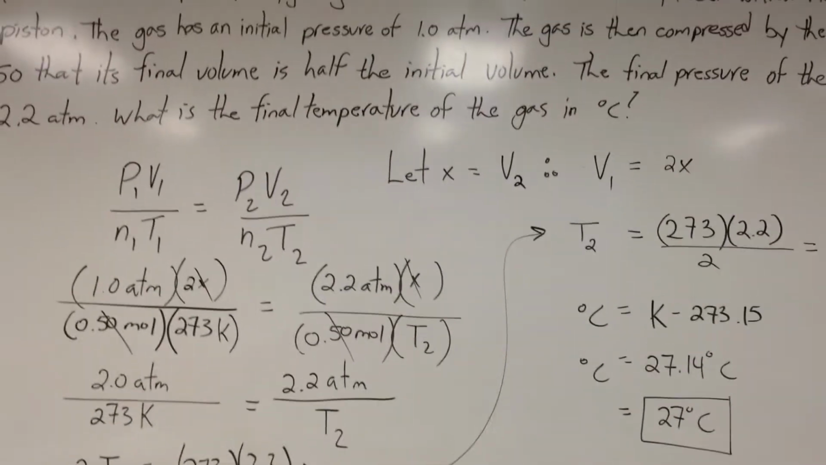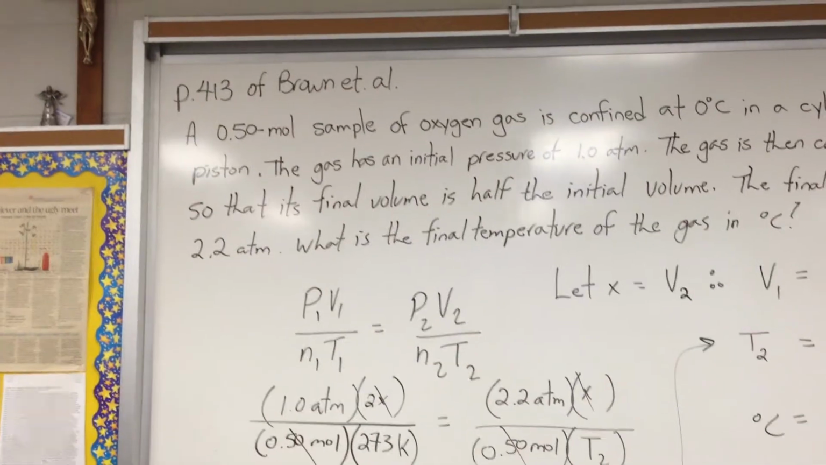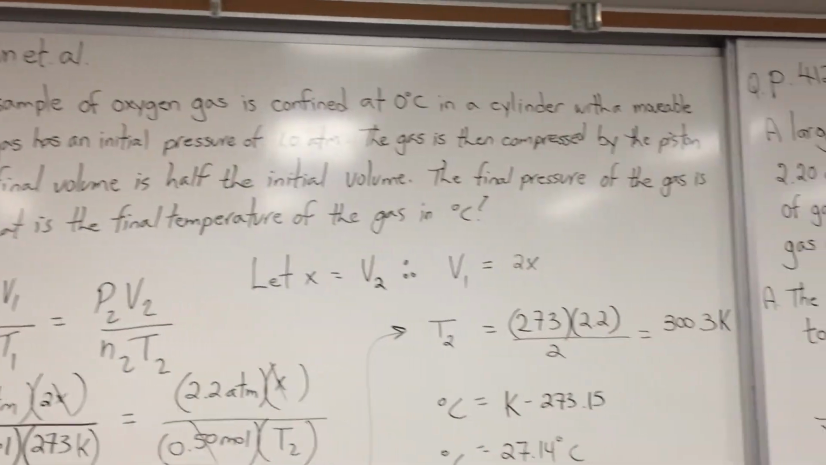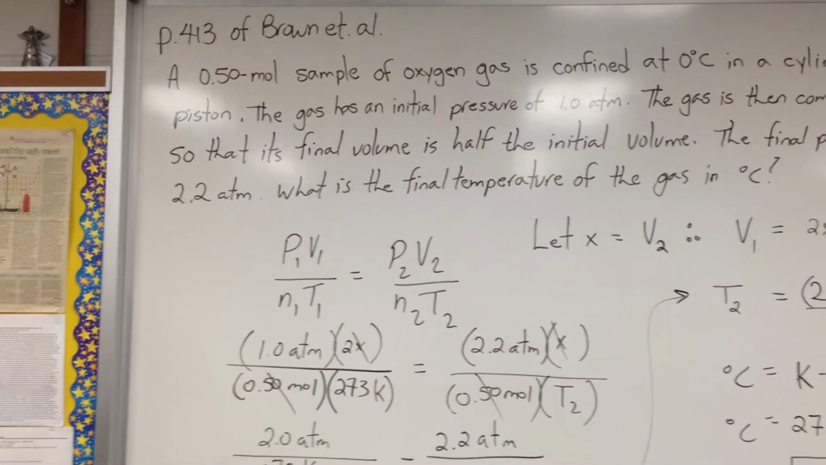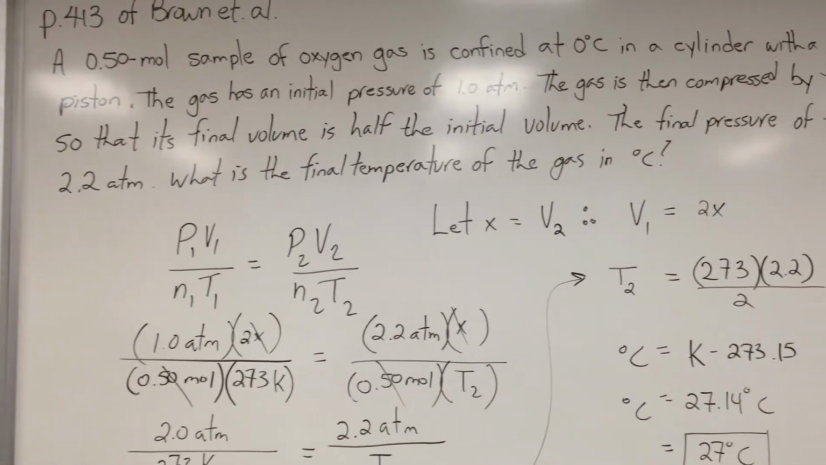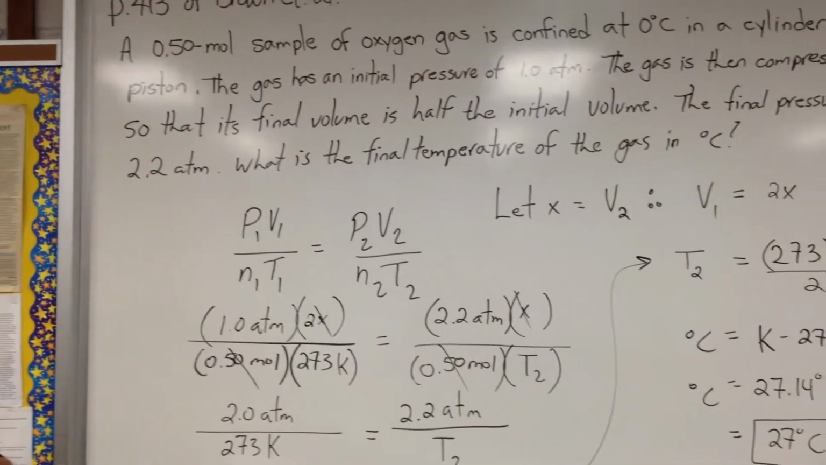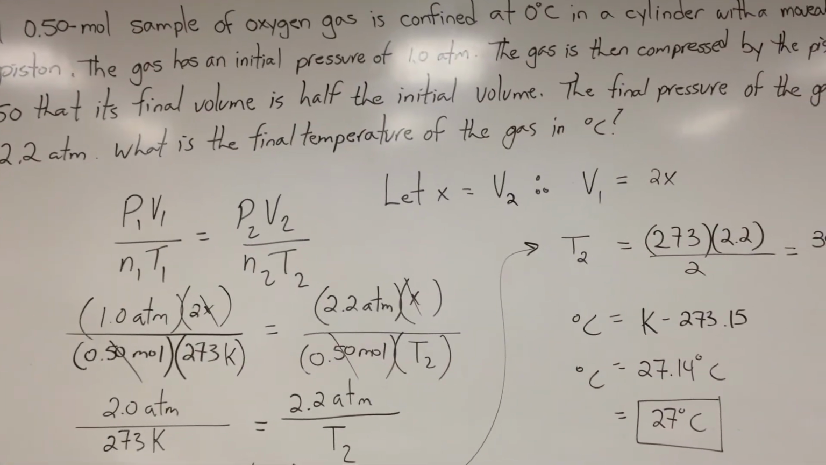similar nature, we have that a 0.5 mole sample of oxygen gas is confined at 0 degrees in a cylinder with a movable piston. The gas has an initial pressure of 1 atmosphere. The gas is then compressed by the piston so that its final volume is half the initial volume. The final pressure of the gas is 2.2 atmospheres. What is the final temperature of the gas in degrees Celsius?